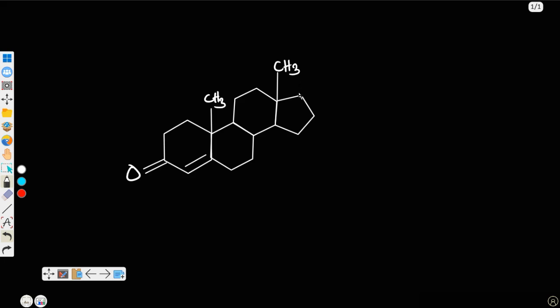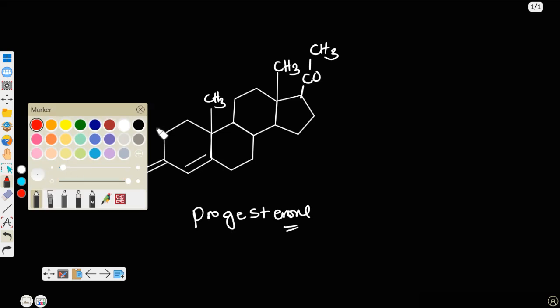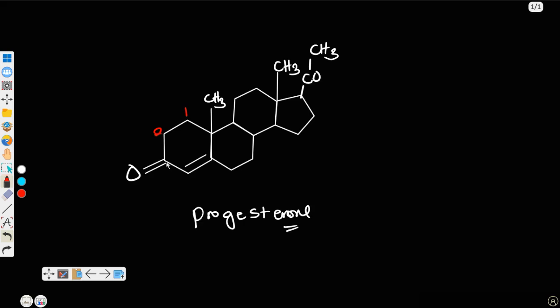Now, for the progestins, they usually have CO, then CH3. COCH3. This is the typical example. Typical example, progesterone. This is the structure of progesterone. Is that okay? If you want to number, here's number 1, here's number 2, here's 3, here's 4, here's 5, here's 6, here's 7, here's 8, here's 9, here's 10, here is what? 11, 12, 13, 14, 15.